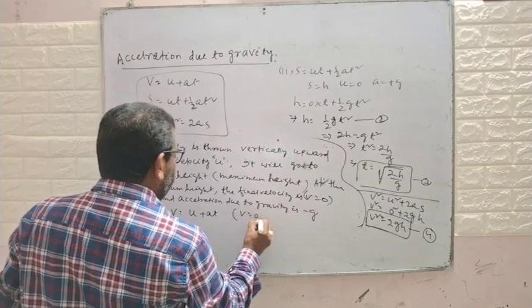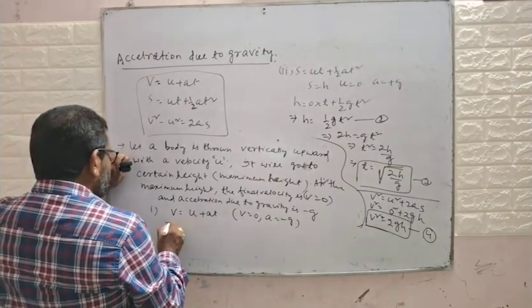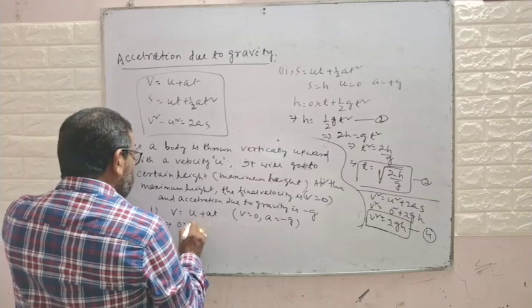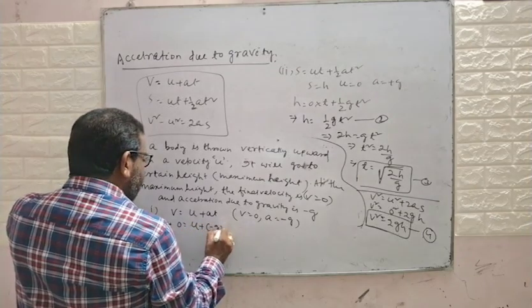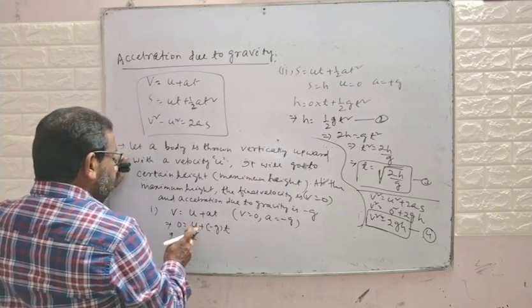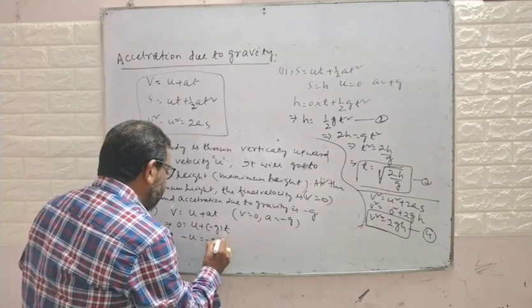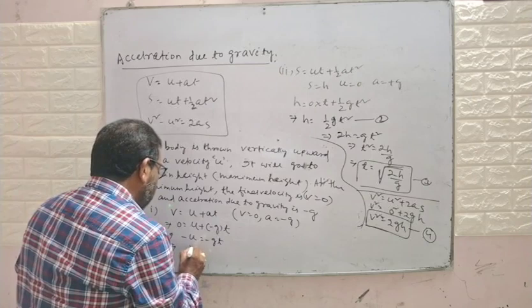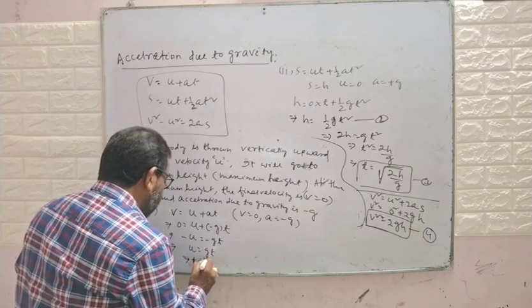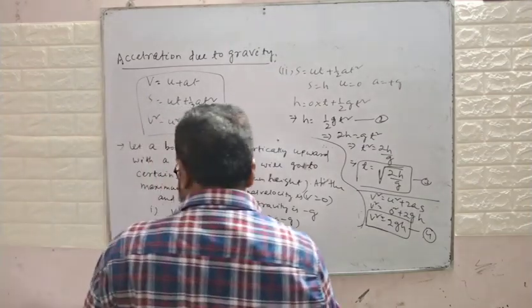Here v equal to 0, a equal to minus g. 0 is equal to u plus minus g into t. That implies if we shift the u to the left side, minus u equal to minus gt, or u equal to gt. That implies t equal to u by g. T equal to u by g.